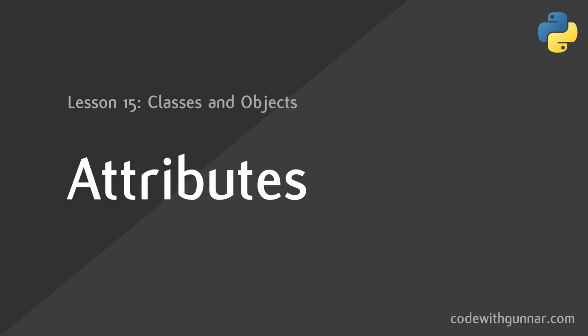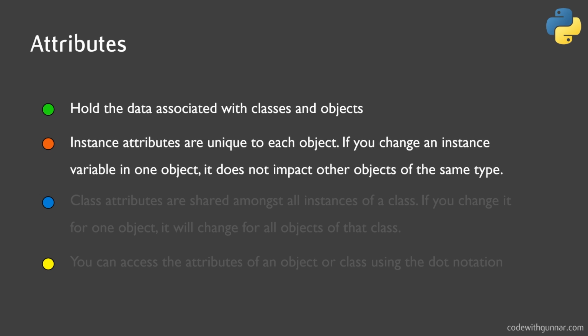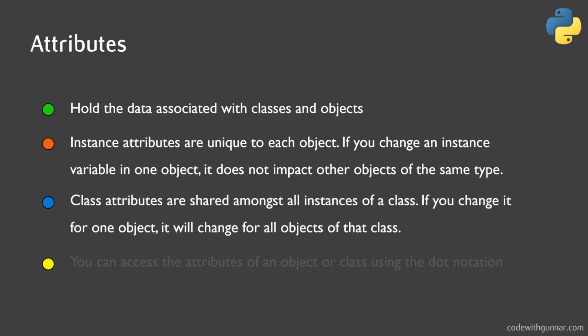Let's dive a little bit deeper into attributes. Attributes are essentially the data associated with a class or its objects, and in Python we have 2 main types of attributes, instance variables and class variables. Now, instance variables are unique to each object. They hold data that can be different for every instance of a class, such as the name of a dog object. And on the other hand, class variables are shared amongst all instances of a class.